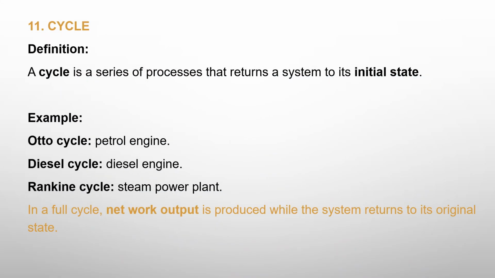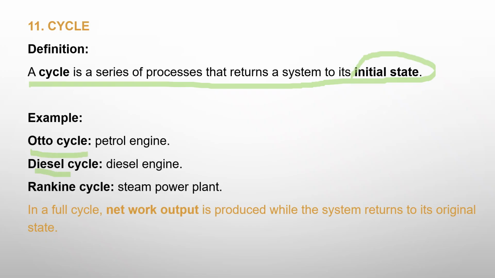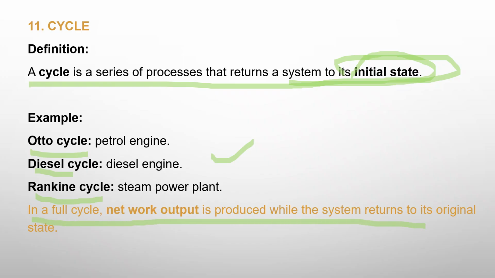Next is a cycle. A cycle is a series of processes that return a system to its initial state. Examples are the Otto cycle, Diesel cycle, Rankine cycle, Brayton cycle. All are cycles where the system reaches its initial state. What is important here is that in a full cycle, net work output is produced while the system returns to its original state. Means if we talk about the process on, you can say, a PV diagram.